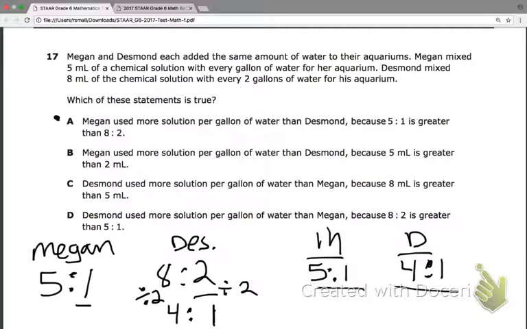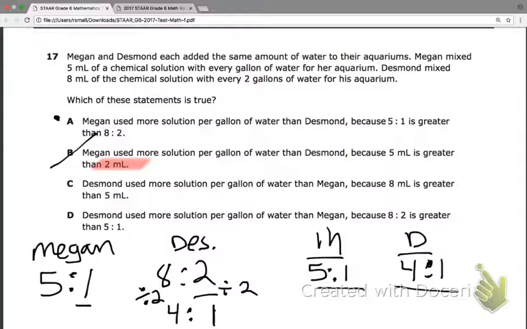B. Megan used more solution per gallon of water than Desmond because 5 milliliters is greater than 2 milliliters. I don't even see 2 milliliters in this question. So that's a big clue, big red flag here, that 2 milliliters is not talked about. It's not even in my question, so therefore it cannot be part of my answer.